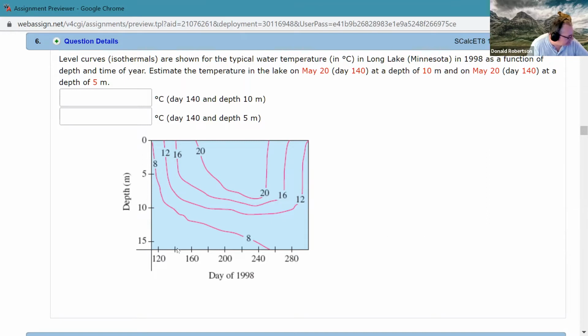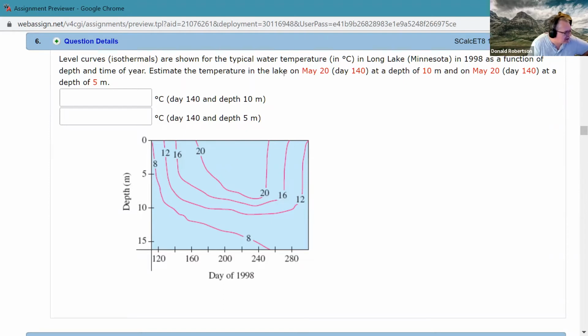What this chart does is along the x-axis is the day of the year. So for instance, May the 20th was called day 140, which would be here. Vertically is the depth. And this chart tells you what the temperature of water would be on any given day in 1998 at a depth somewhere between 0 and 15 feet in a lake. Is it feet or meters? Meters in a lake.